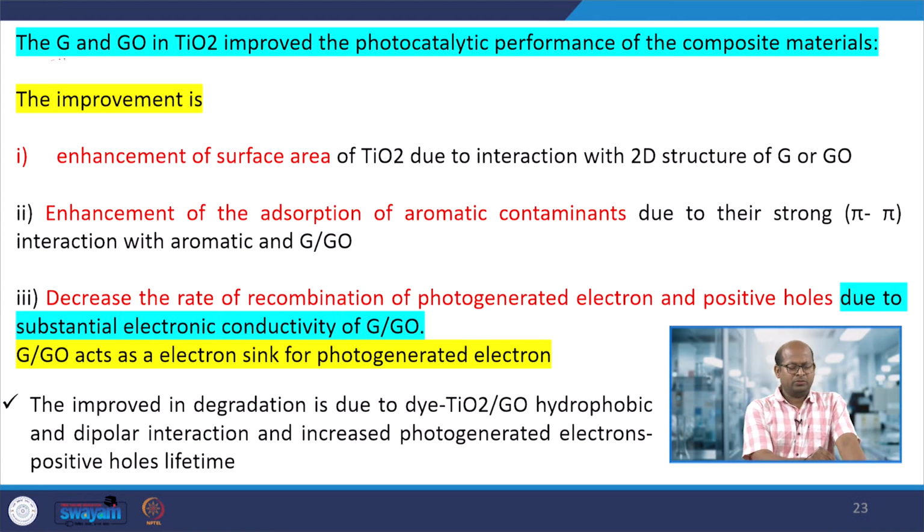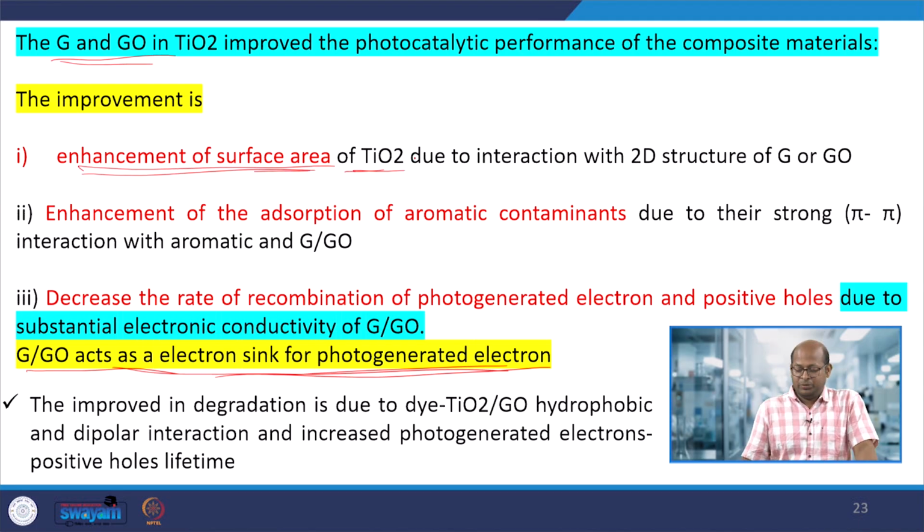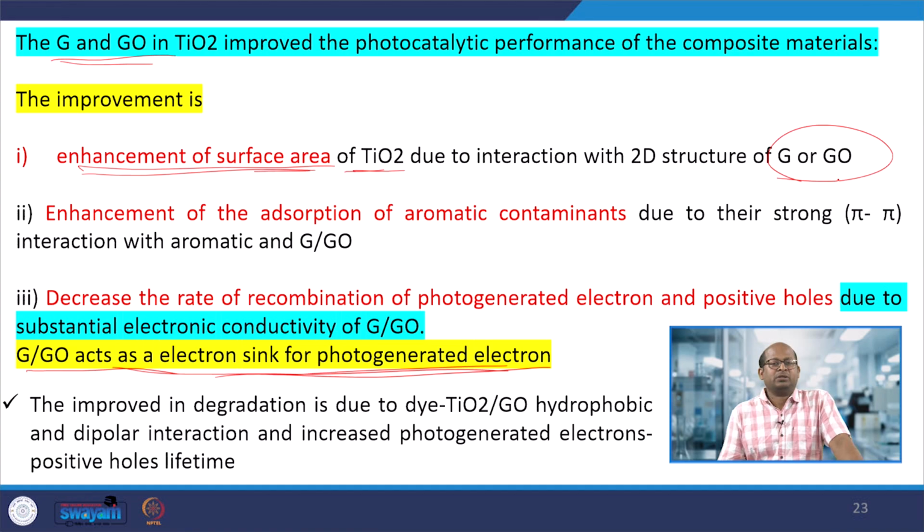Okay. So how does this graphene oxide work? As I said already, it increases the stability of the holes and radicals that form, and graphene oxide acts as an electron sink for the photogenerated electrons formed during photocatalytic activity. It also enhances the surface area of the titania, since graphene or graphene oxide has exceptionally high surface area. So when we use those materials with titania to make a composite material, the surface area increases, and as a result the photocatalytic performance also increases.